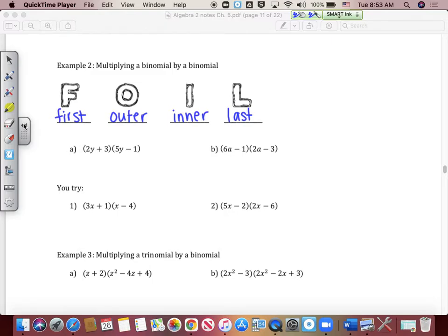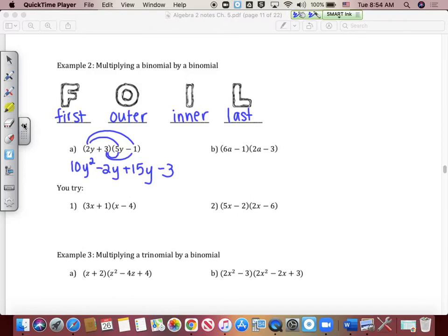So the first means you multiply the two first terms in each little part. So that means you would multiply 2y times 5y. 2y times 5y would be 10y squared. The outer means the outermost terms. That's 2y and negative 1. So 2y times negative 1 is negative 2y. Inner is the innermost terms. That would be 3 and 5y. That's a positive 15y. And then last would be the last term in each. That's 3 and negative 1. 3 times negative 1 is negative 3.